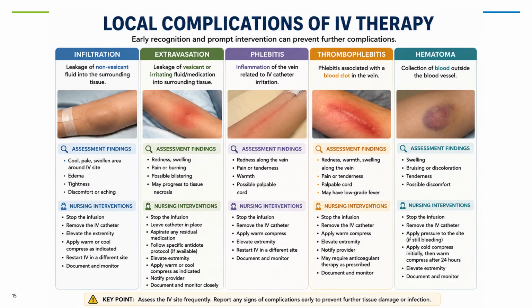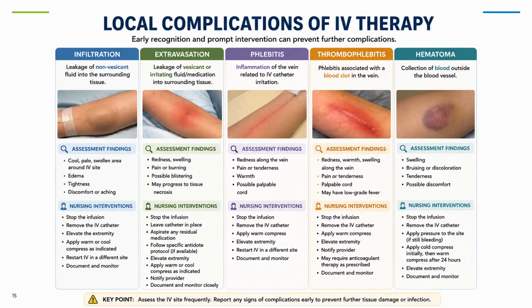So we have infiltration, which occurs when a non-vesicant fluid leaks out of the vein into the surrounding tissue because the catheter is no longer fully inside the vein. So remember that infiltration is non-vesicant fluid outside of the vein. So things you'll notice: cool skin, swelling, pallor or even blanching, tightness, slowed or stopped infusion, and the patient may report discomfort or a feeling of fullness.